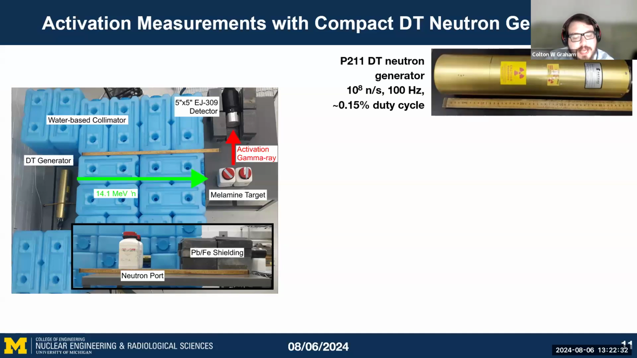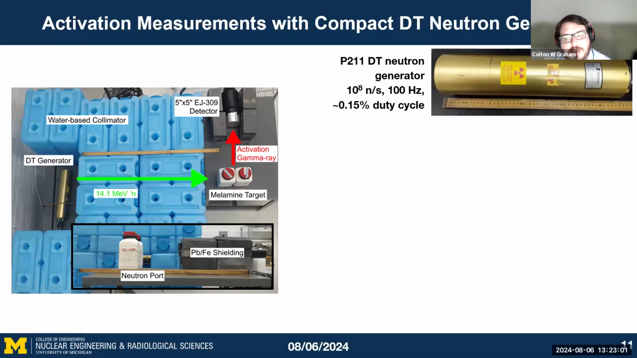But for these active interrogation measurements, we designed and built a 1.8 ton water-based collimator, which you can see in the picture on the left here. It's plastic bricks filled with water, which we've arranged into this sort of castle around our DT neutron generator, which has a port in front of it, and we place activation targets in front of that to allow the 14.1 MeV neutrons from the generator to be incident on that target.